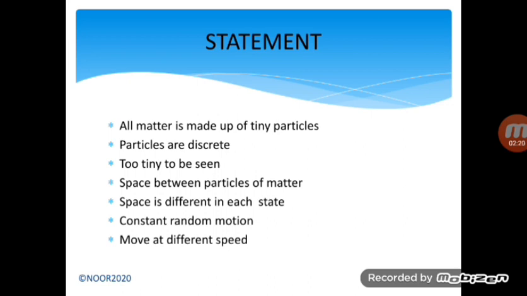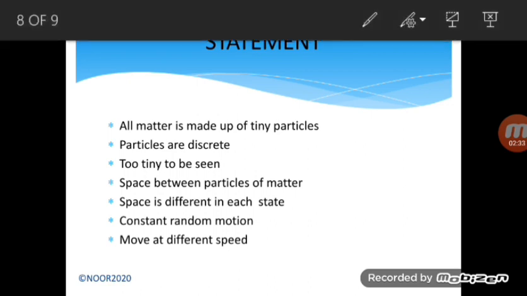Kinetic particle theory is basically the answer to all these questions. It provides very solid and authentic answers. Kinetic particle theory says that all matter is made up of tiny particles which are in constant random motion. This motion is in all directions, it is random, and it produces collisions, which are responsible for further chemical reactions.